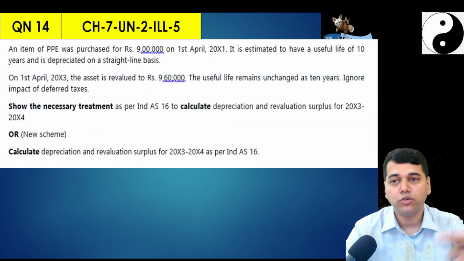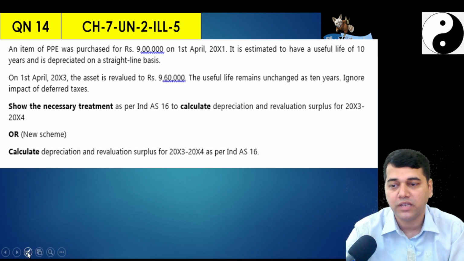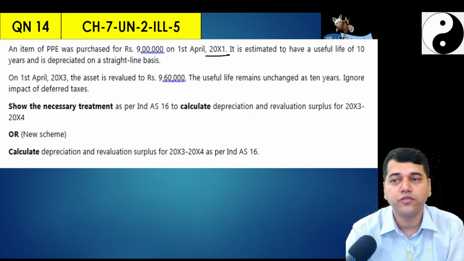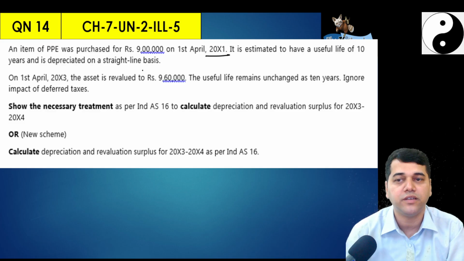Yes. So we'll move on to question number 14. An item of PPE was purchased for 9 lakh rupees on 1st of April 2011. Its estimated useful life is 10 years. So how much depreciation will you charge every year on SLM basis? 90,000. How many years are over? 2011 to 2013, 2 years are over.